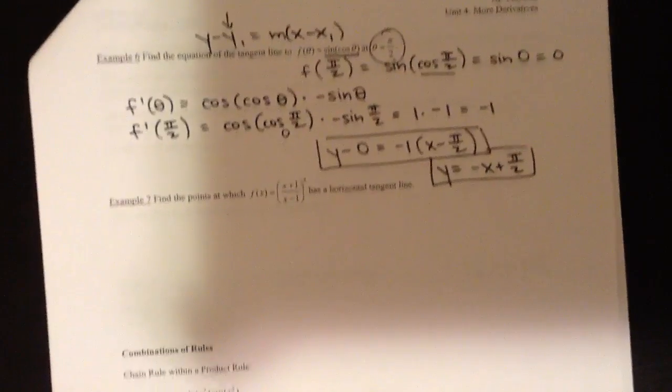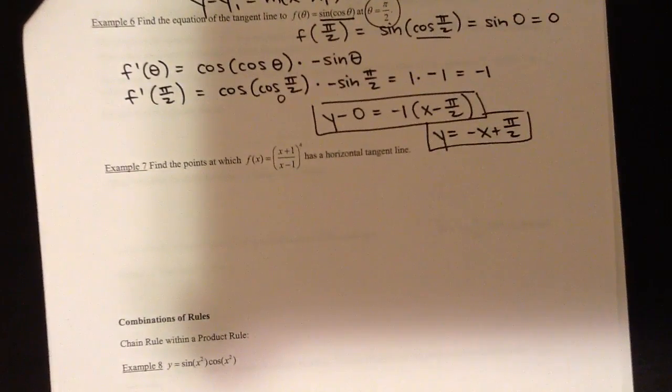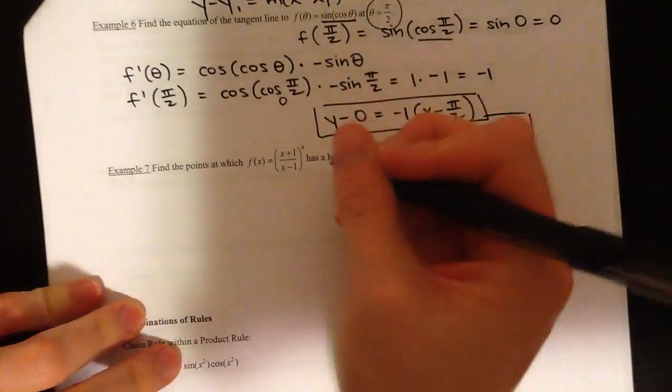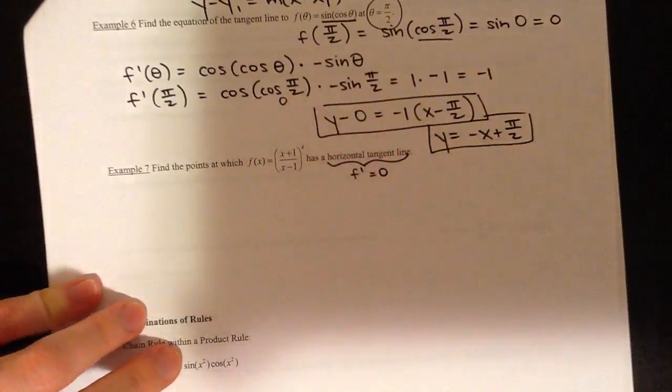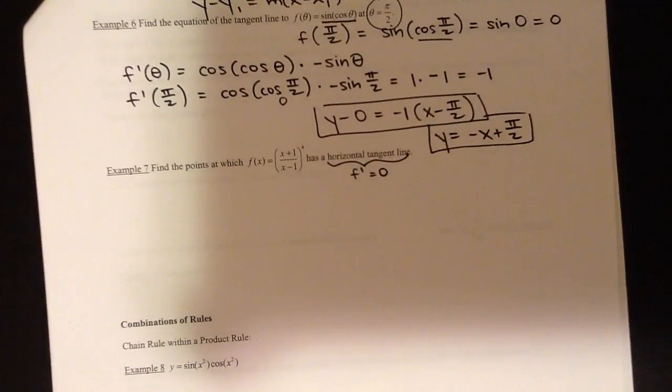Okay, last one. Find the points at which f of x equals x plus 1 over x minus 1, to the fourth, has a horizontal tangent line. So remember, horizontal tangent line means you've got a slope of 0. So we're looking for all the places where f prime equals 0. So we're going to start by taking the derivative and then setting it equal to 0.